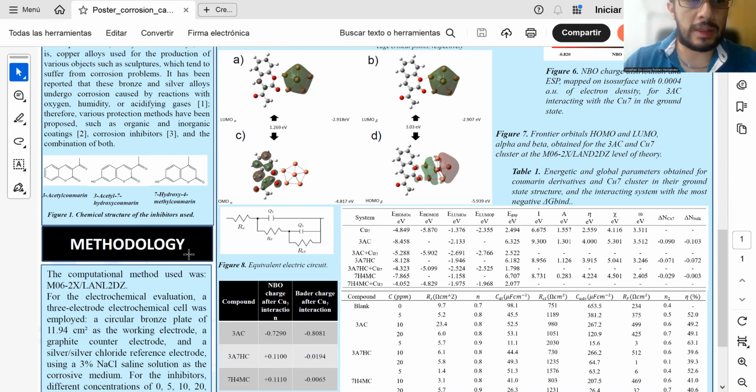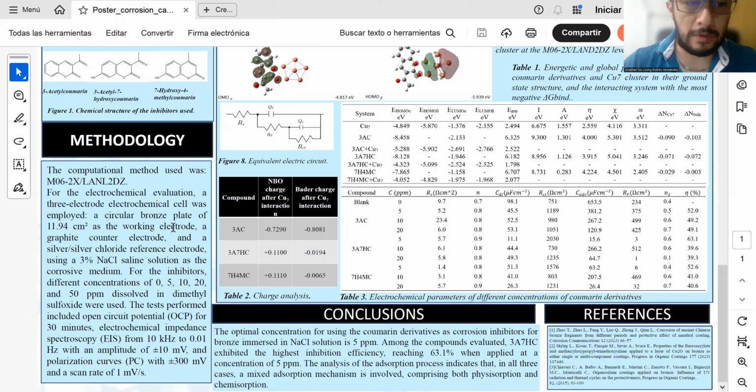The methodology that we followed, for the computational method, was the functional M062X, and the basis set was LANL2DZ. This was the computational method that we use. In this case, we use the Gaussian equipment to do these theoretical calculations.